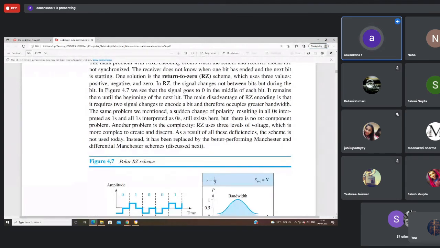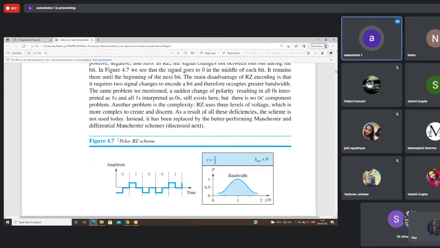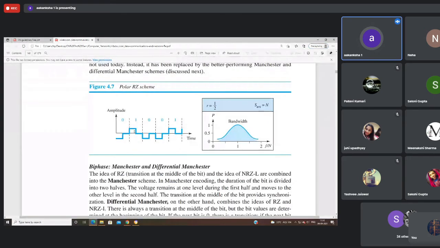The same problem that we mentioned, a sudden change of polarity resulting in all zeros interpreted as ones and all ones represented as zeros, still exists here, but there is no DC component problem. There is no constant DC problem, because you will have zeros as well as ones. Suppose it is a continuous one, every time we are changing it from positive to 0, then again positive to 0. If it is again 1, then positive to 0. And if it is continuous zeros, negative to 0, negative to 0, negative to 0.